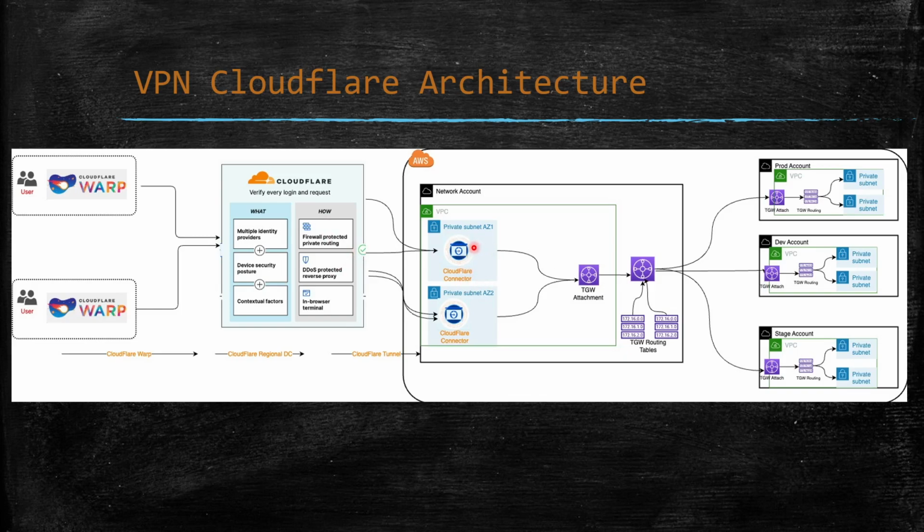The Cloudflare connector is like a tunnel established between Cloudflare DC and our network, and then traffic from our network's Cloudflare connector is forwarded to our respective account. I have prepared this as a multi-account structure. Generally we have production, development, and UAT. Each and every environment has its own VPCs and subnets.